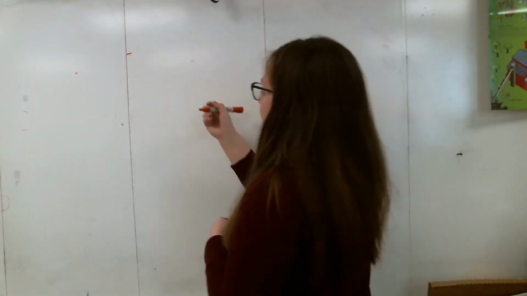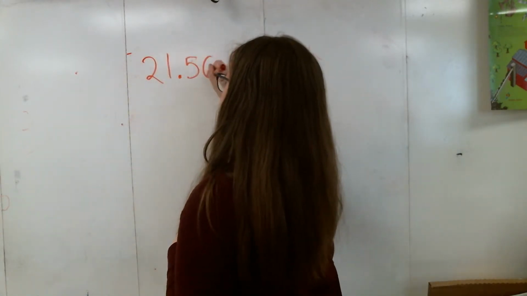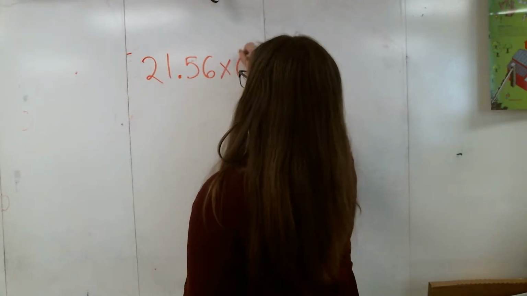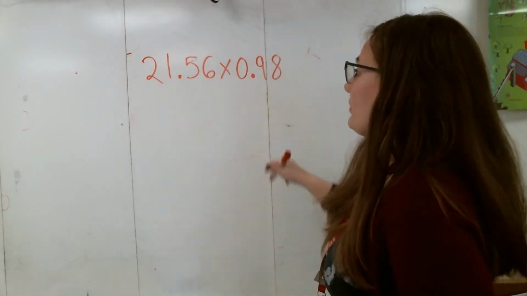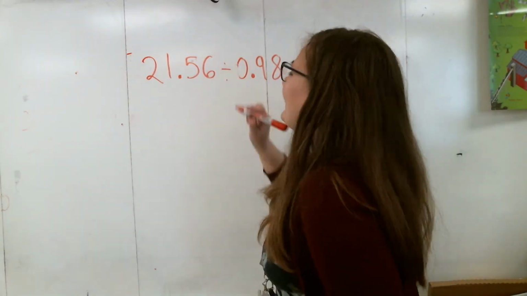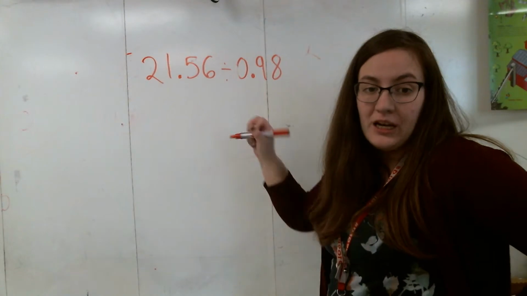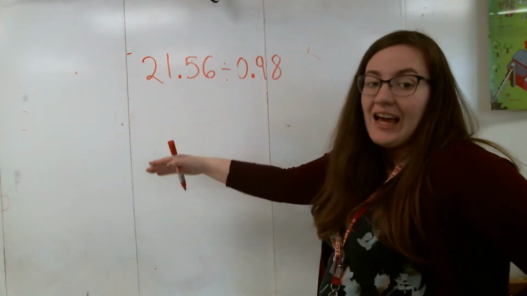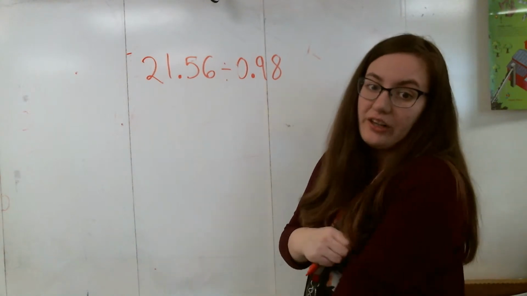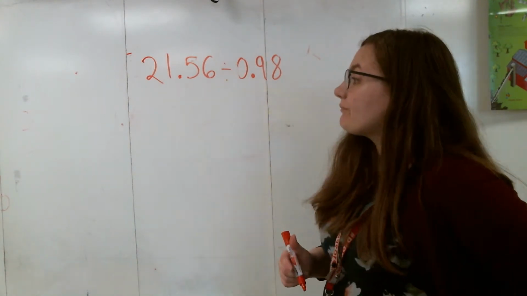So we're going to have 21 and 56 hundredths divided by 98 hundredths. Go ahead and try to solve this problem. Remember, you're setting this division expression up as a fraction and then solving from there. Go ahead and do that, and then unpause the video when you're ready to continue with me.